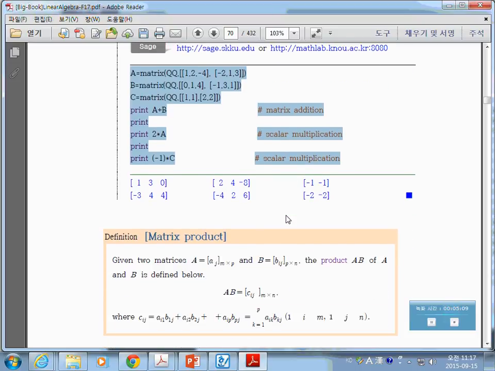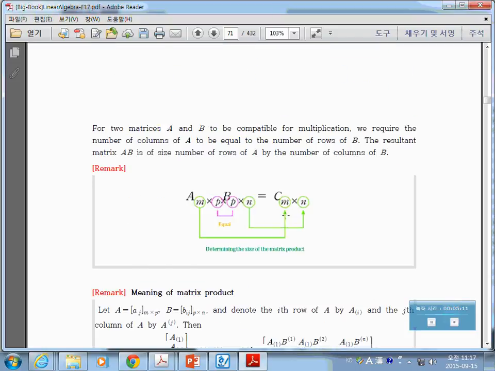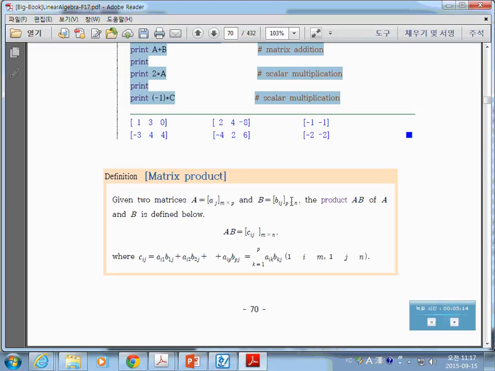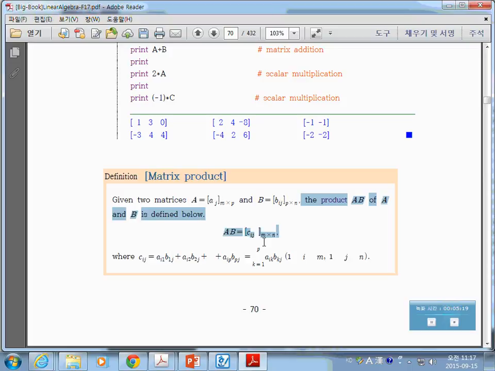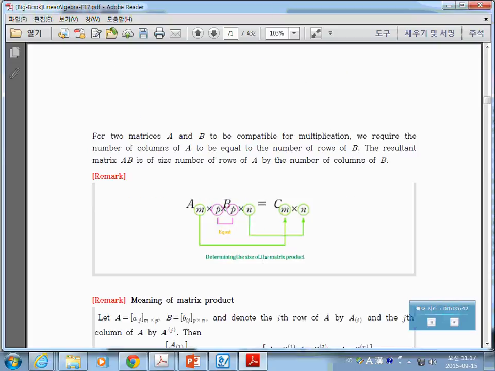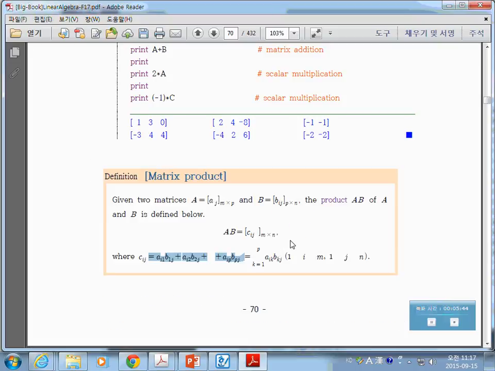The first important thing is the matrix product. Given two matrices A and B, the product AB of A and B is defined as below. Here, the ij-th entry of AB is the summation of A_i1 B_1j plus A_i2 B_2j, up to A_iP times B_Pj. This is the summation of A_ik times B_kj from k equals 1 to P. Okay, product of AB.